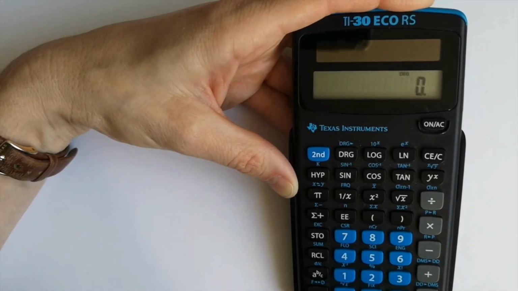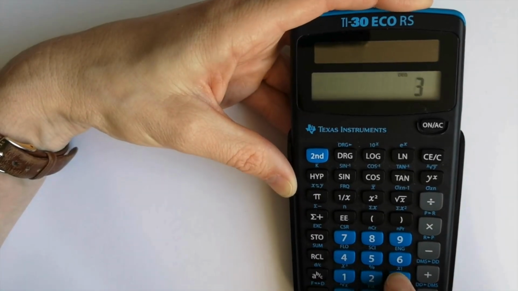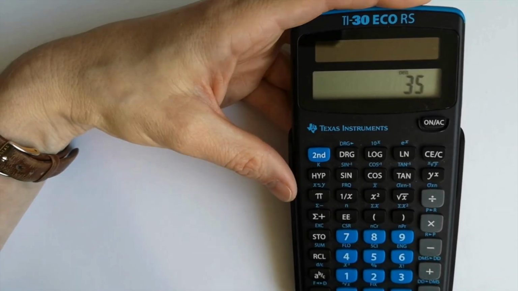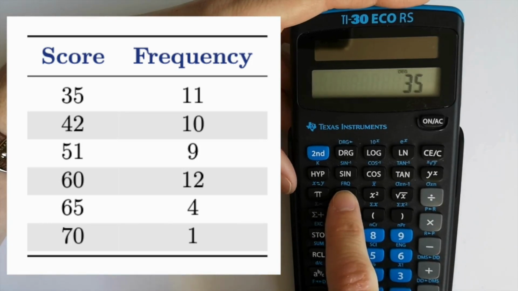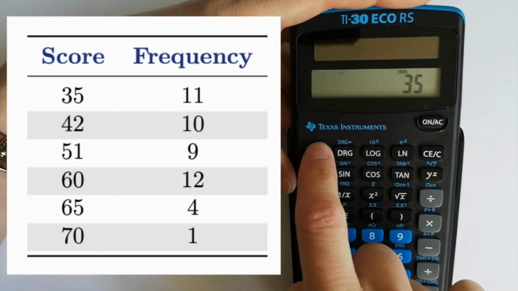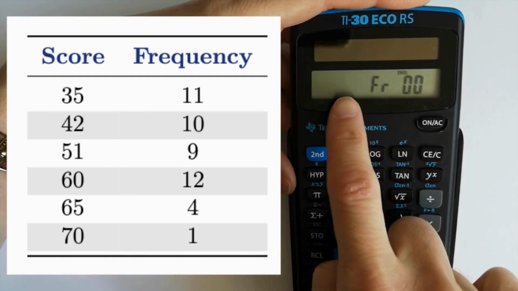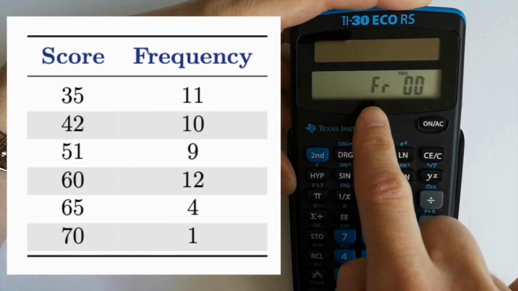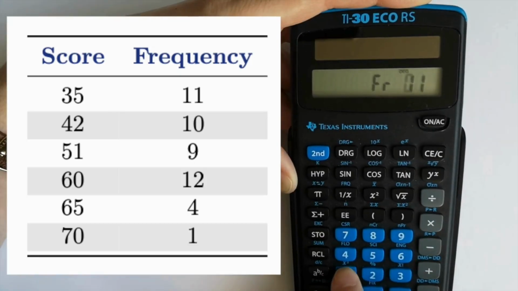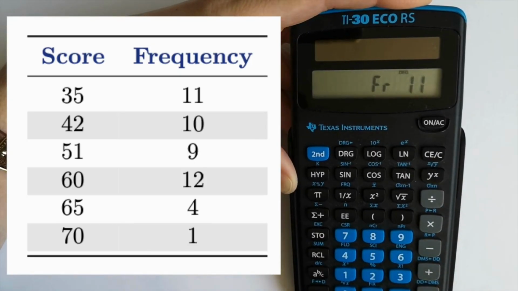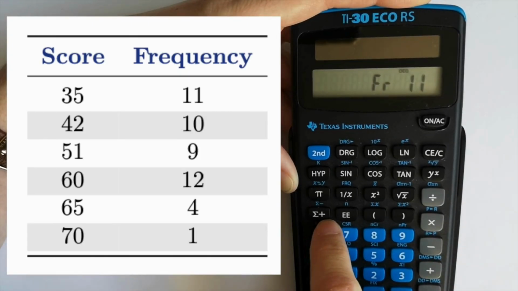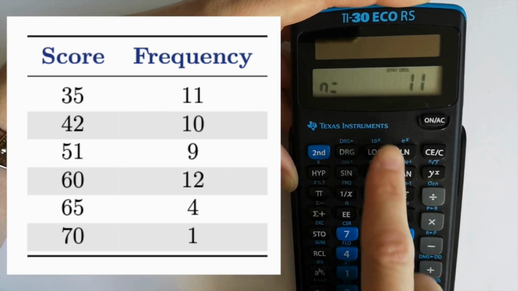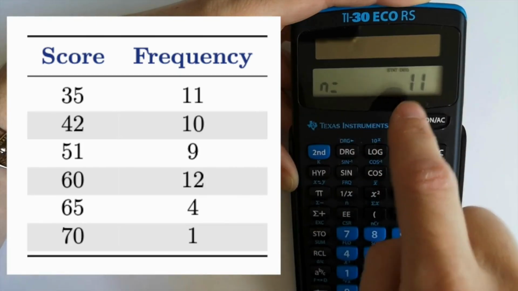It's very important that you start with the values first. So I press 35. And then, of course, I don't want to repeat that 11 times. So I use the frequency button. You will find frequency over 1 over x. So I press second, then 1 over x. Then you will be asked for the frequency, which is 11, because we have 11 students with a score of 35. And then you press sigma plus. It's this button. And then you see that you memorized 11 values.